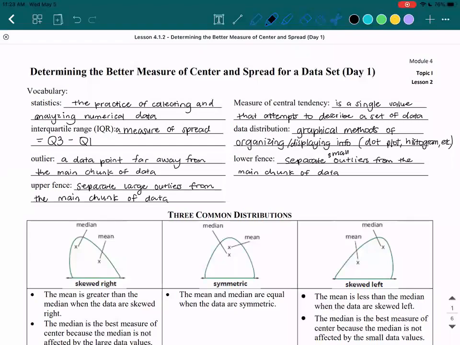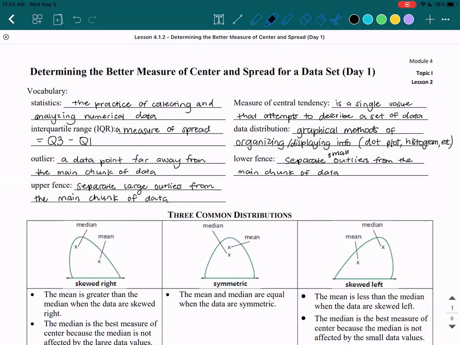All right, welcome to lesson 4.1.2, determining the better measure of center and spread, day 1. So we start off with our vocabulary words. As you can see, they are already filled out, but I will read it to you. So the first vocabulary word is statistics. Statistics is the practice of collecting and analyzing numerical data. So if you haven't realized, we're doing statistics.